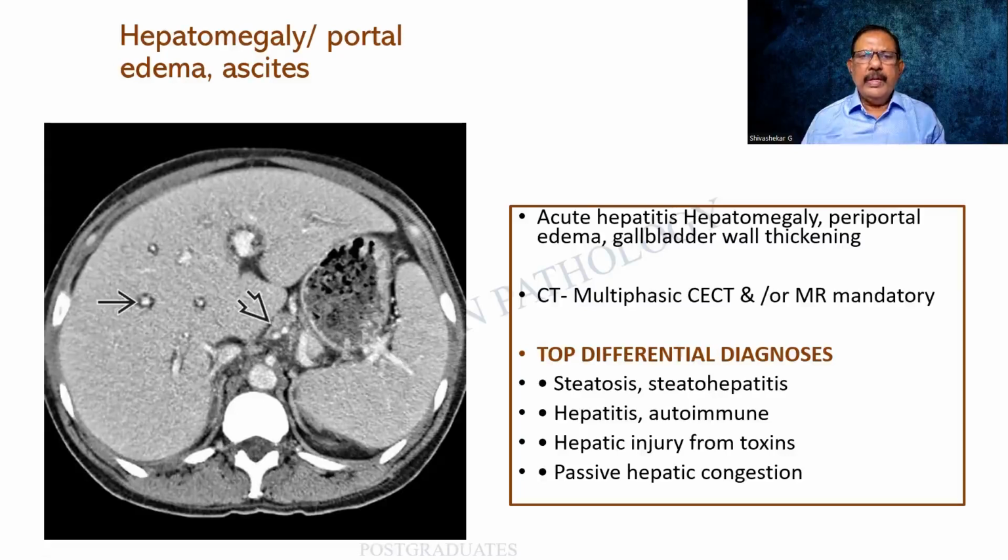The top differential diagnosis in a case of a diffuse hepatomegaly can be steatosis or steatohepatitis. After that, there is a cirrhosis and a shrinkage. Any form of hepatitis, be it infective or autoimmune. Hepatic injury because of toxins and passive congestion of the liver. So this is a reasonable list of differential diagnosis we should have in mind.